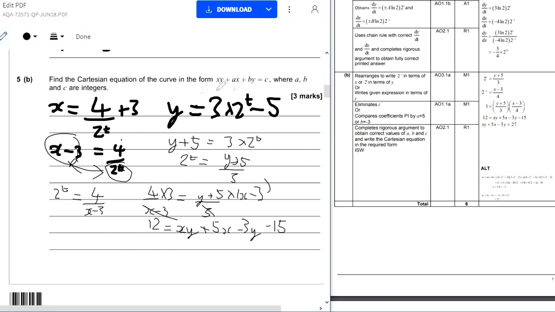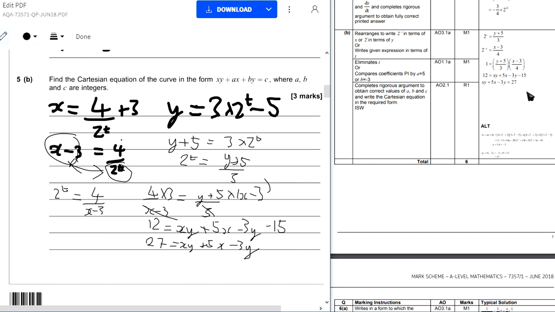So there's one more step to get it into this form. We just got to move the 15 over. So 27 equals xy plus 5x minus 3y. Now, obviously they've got it the other way around, but it doesn't really matter.